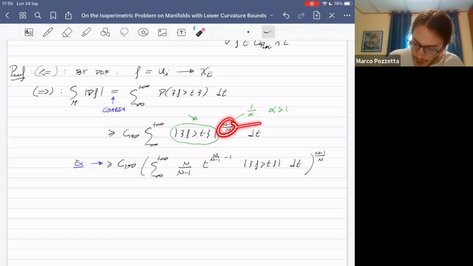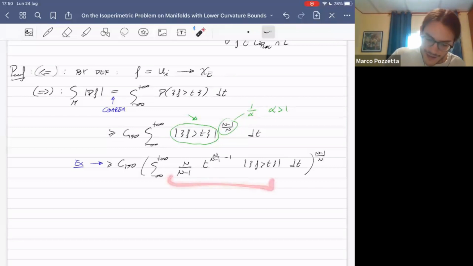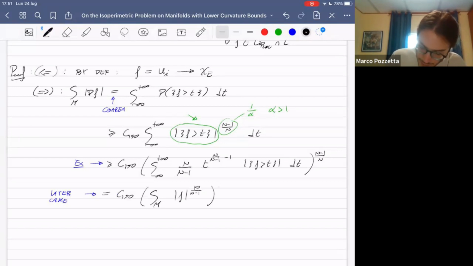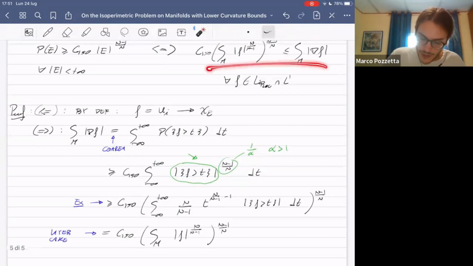Now I moved this power out of the integral, and here I have the volume of the superlevel set, and here I can recognize exactly the layer cake formula for the function f to the power n over n minus 1, right? So this becomes, by the layer cake formula, exactly C iso integral over M of f to the power n over n minus 1, to the power n minus 1 over n. Okay. And so this actually concludes the inequality I wanted to prove.